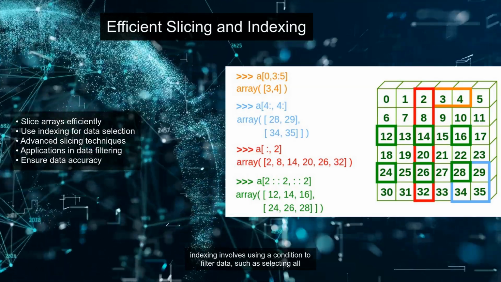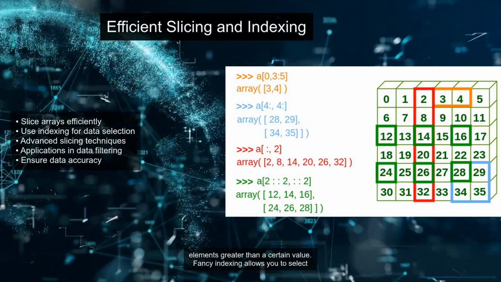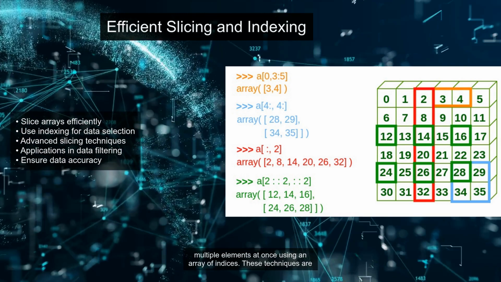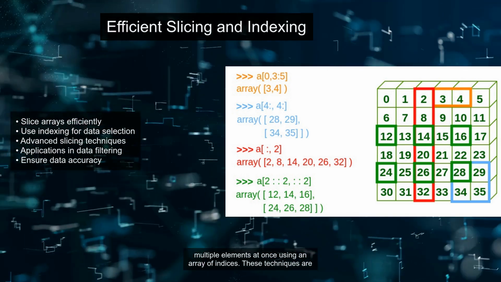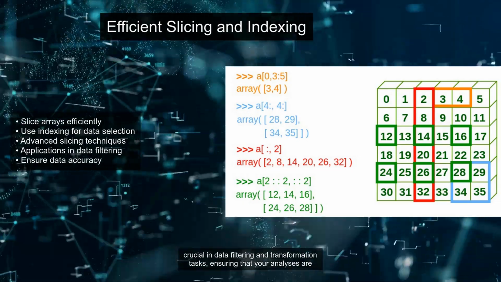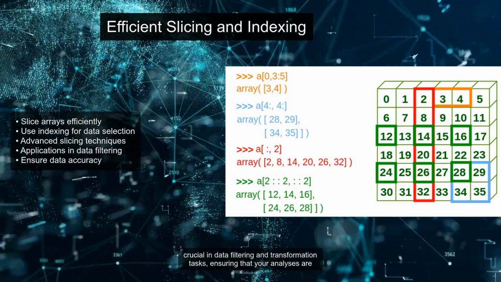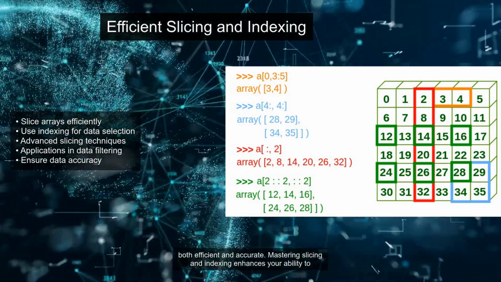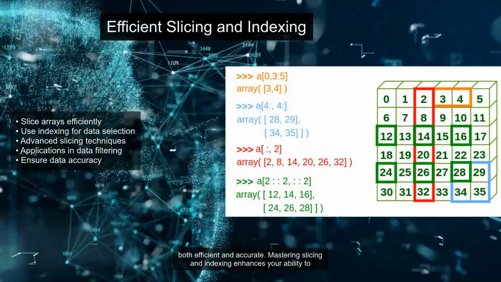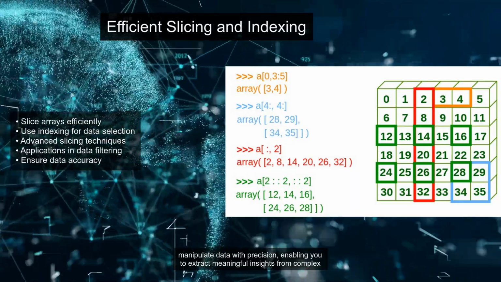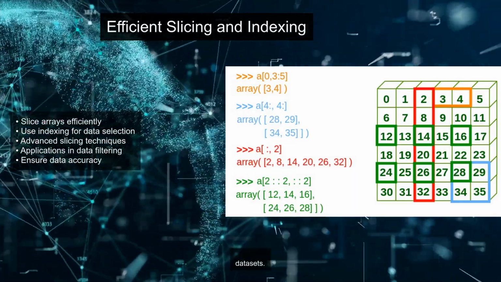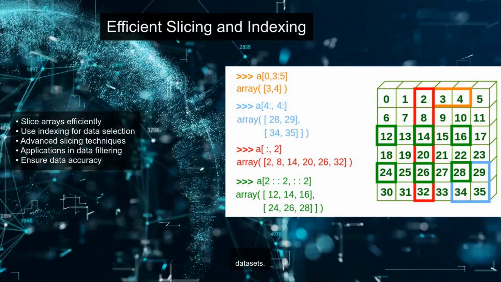You can access elements by their indices, and NumPy supports advanced indexing techniques like Boolean indexing and fancy indexing. Boolean indexing involves using a condition to filter data, such as selecting all elements greater than a certain value. Fancy indexing allows you to select multiple elements at once using an array of indices. These techniques are crucial in data filtering and transformation tasks, ensuring that your analyses are both efficient and accurate. Mastering slicing and indexing enhances your ability to manipulate data with precision, enabling you to extract meaningful insights from complex datasets.